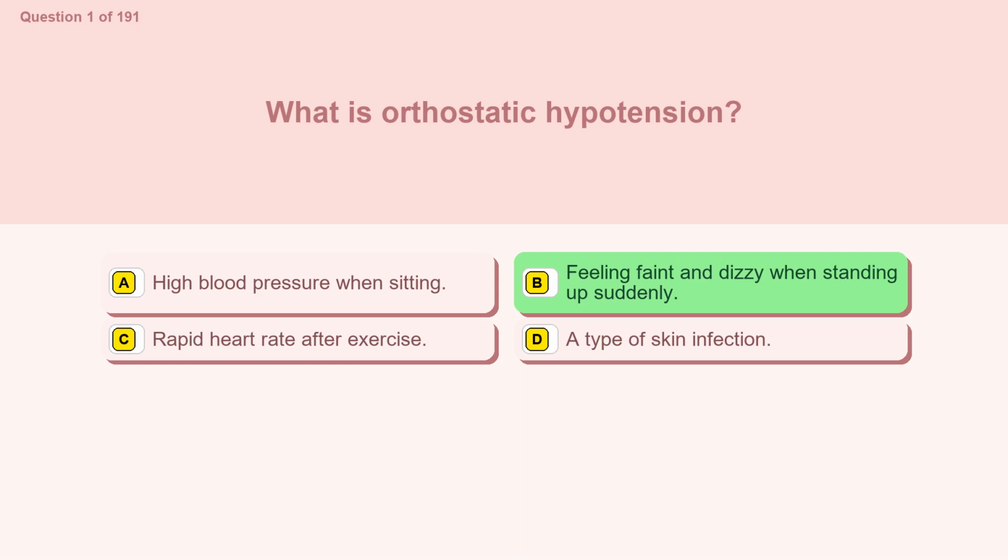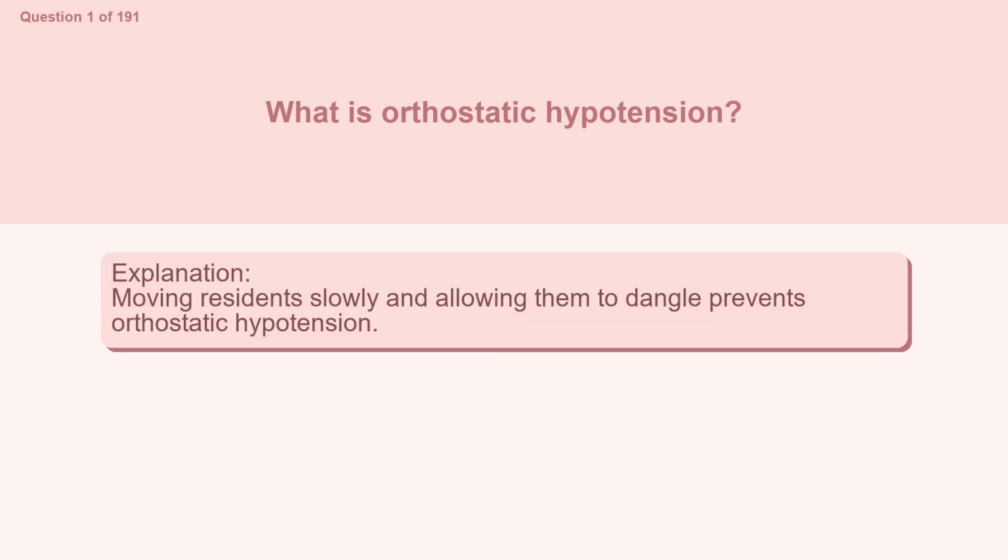The correct answer is option B. Feeling faint and dizzy when standing up suddenly. Moving residents slowly and allowing them to dangle prevents orthostatic hypotension.